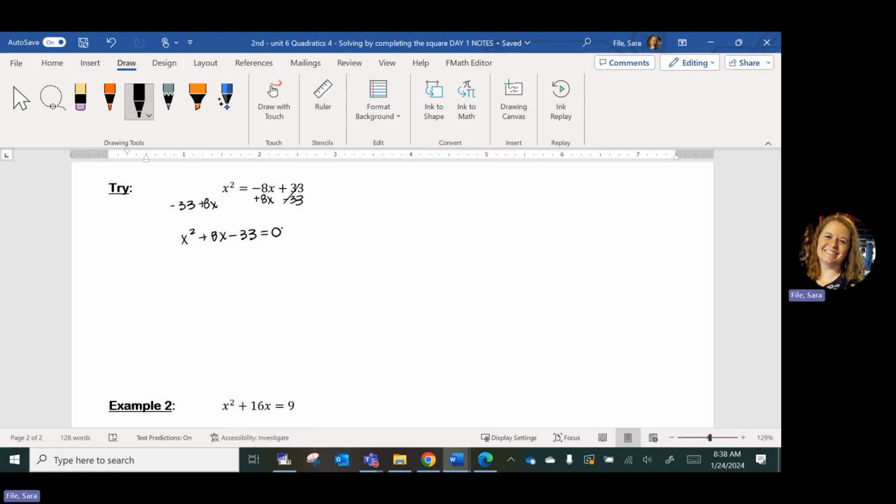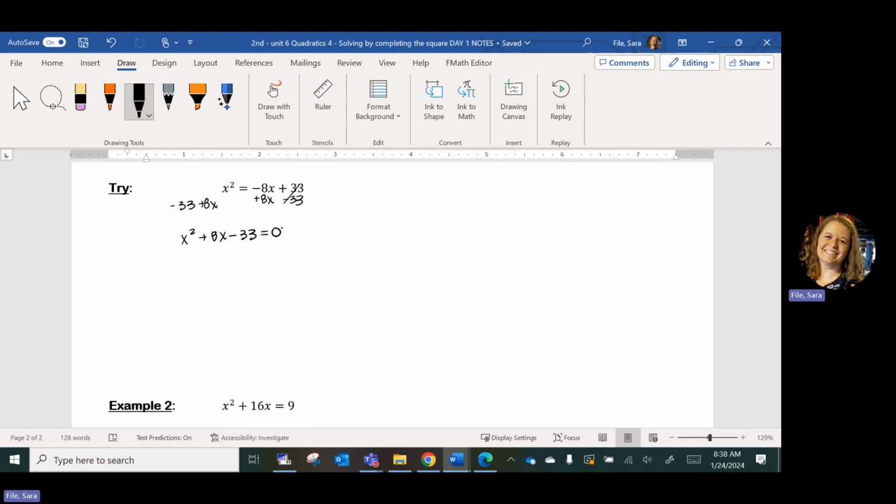Anybody see a GCF? No, there is no GCF. Okay, so then step 3 is to move C to the other side. Well, heck, I just moved C to that side. Why did I bother doing that? It was to check and make sure there's not a GCF.